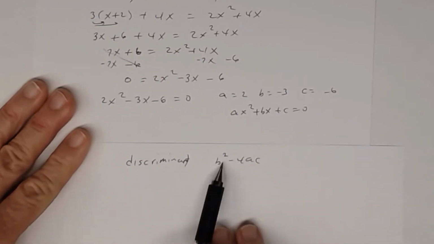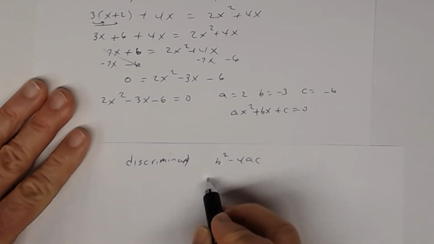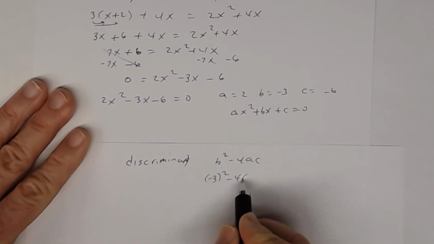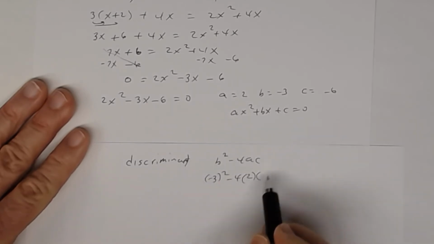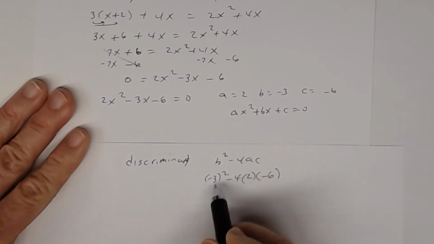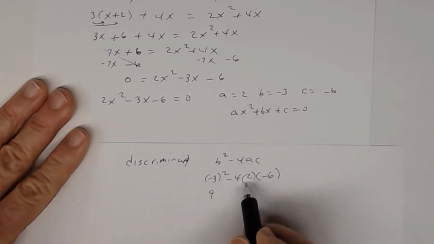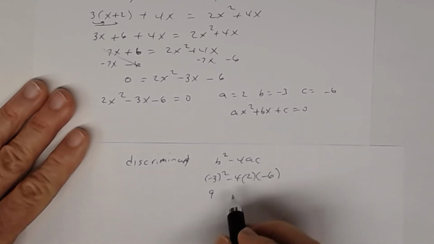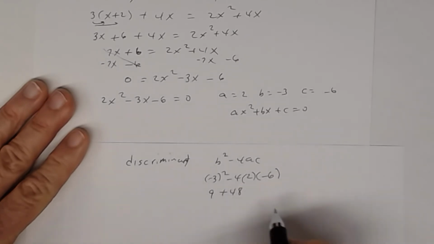All right, and then if you substitute those numbers into the discriminant here, let's see what we get. So b is negative 3, so you get negative 3 squared minus 4 times a, which is 2, times c, which is negative 6, right? So I get negative 3 squared is 9. Negative 4 times 2 is a negative 8, and a negative 8 times negative 6 is a positive 48. And when I add these together, I get 57.